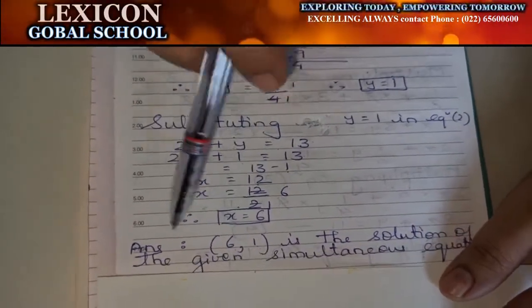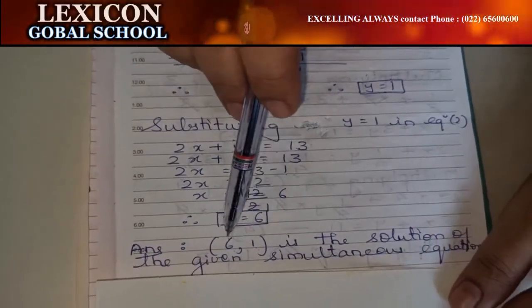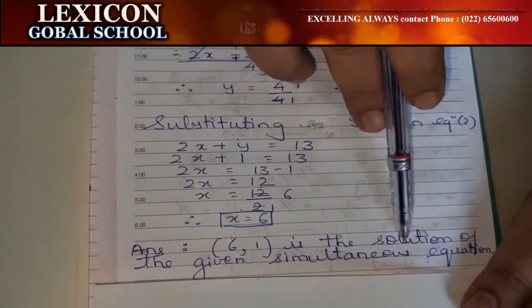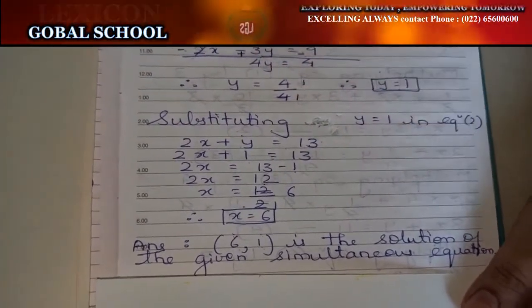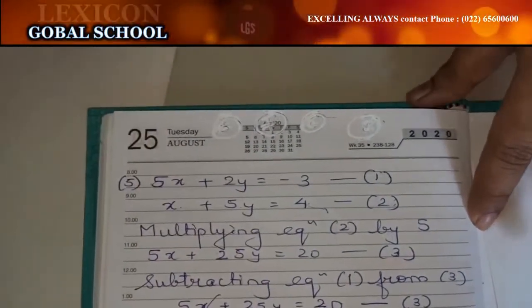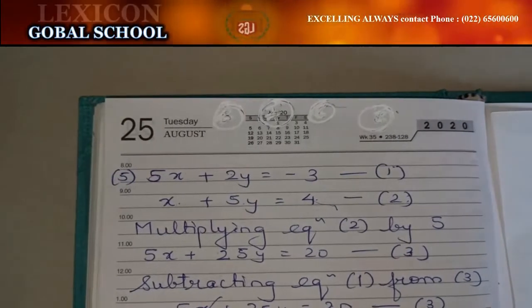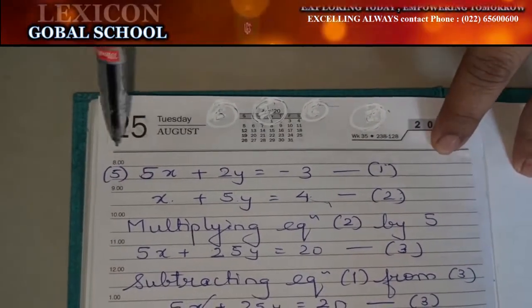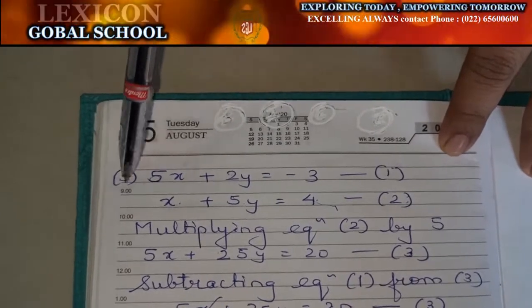So my answer is 6 and 1, that is value of x and value of y is the solution of the given simultaneous equation. Now let us solve question number 5. Now question number 4 is same sum like this question number 3. So you will do it by yourself. Let us start with question number 5.